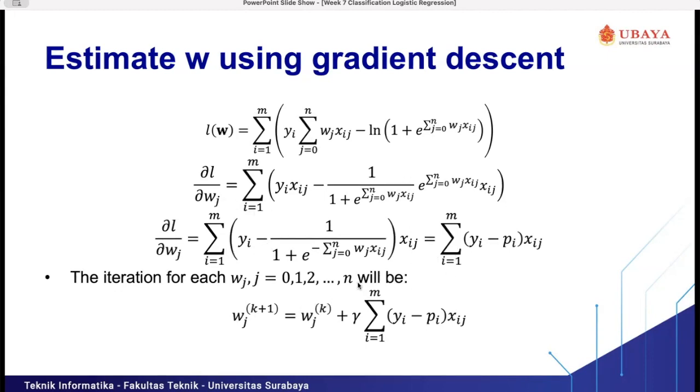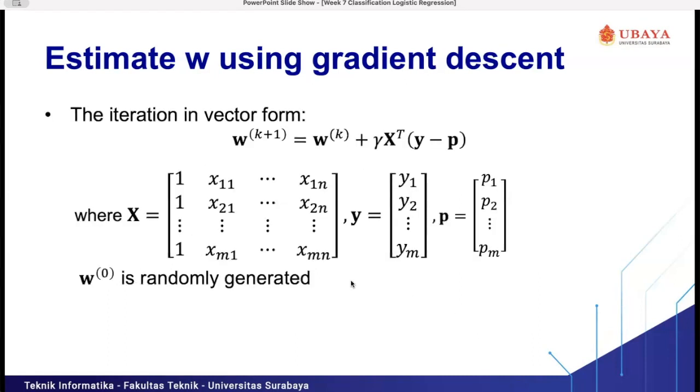As you can see, at the bottom formula here, wj at k plus 1, which is the next iteration, will be the current weight plus gamma multiplied by the sum from i equal 1 to m of yi minus pi multiplied by xij.